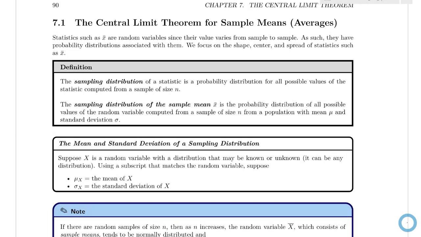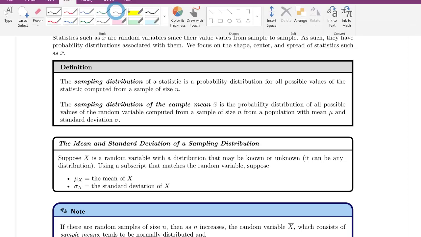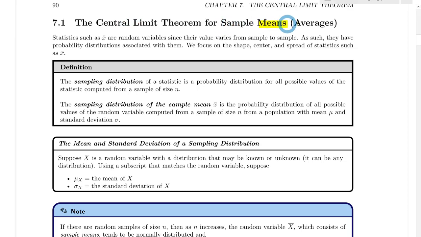To begin section 7.1, we're going to start with discussing taking samples for sample means and averages. We're going to do proportions as well, but here we're just going to start with the averages, since we kind of did that in the previous video. If we focus on the shape, center, and spread, we're going to focus on these areas for this chapter. So the first thing we want to talk about is a sampling distribution.